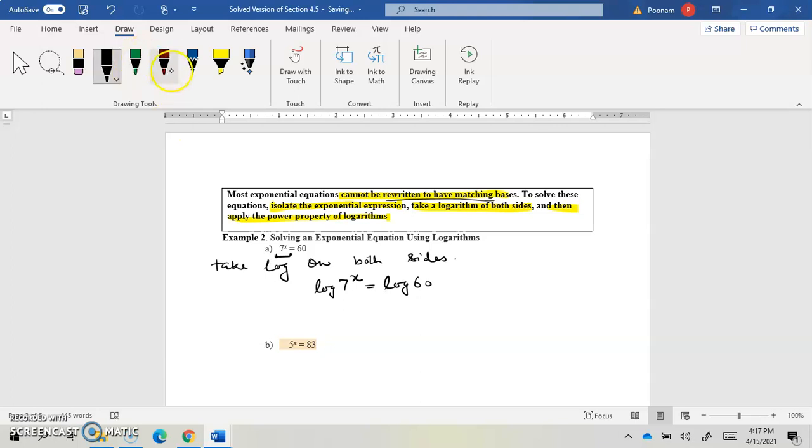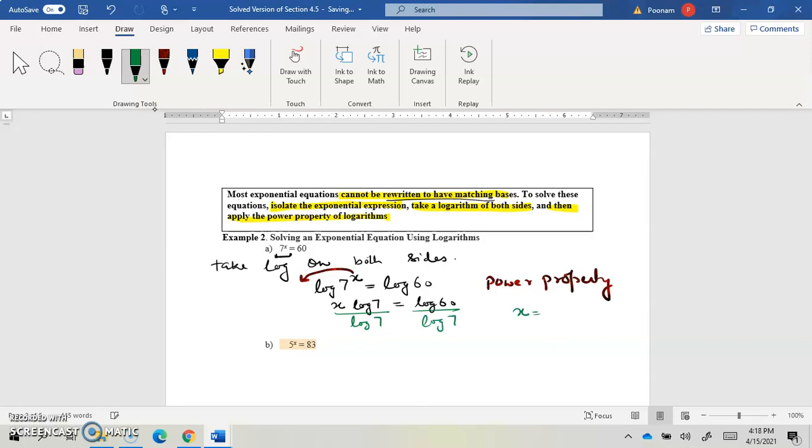Now what does log's property do? The power property brings this x down here. So we can say x times log of 7 is equal to log of 60. Now log of 7 is just a number. We can divide both sides by log of 7. So we have x is equal to log of 60 divided by log of 7.